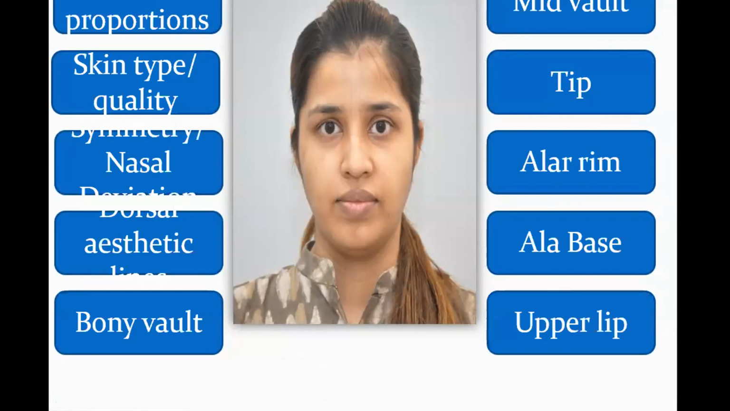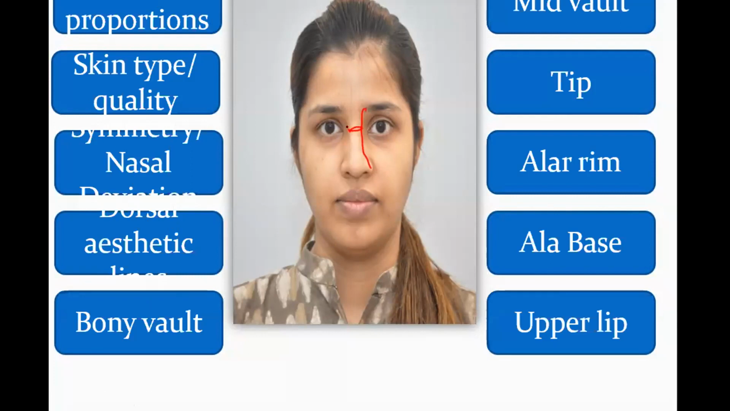Okay, that's great. So this is the frontal view, which is a standard view for rhinoplasty. This is how we analyze the patient. We need to look at the facial proportions, that is the proportion of the forehead to the nose to the chin and cheek, skin type and quality. We need to look at the symmetry of the nose, something called the dorsal aesthetic lines, that is the lines which pass from your brow point to the tip and wideward. Then we need to look at the bony vault here. This is the bony vault.